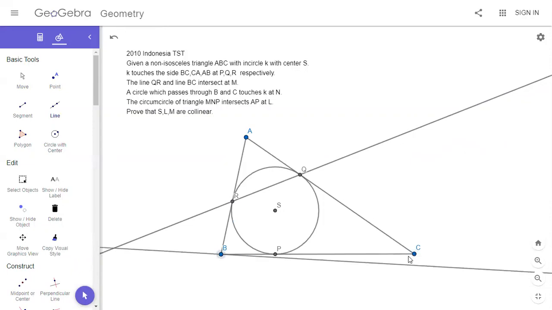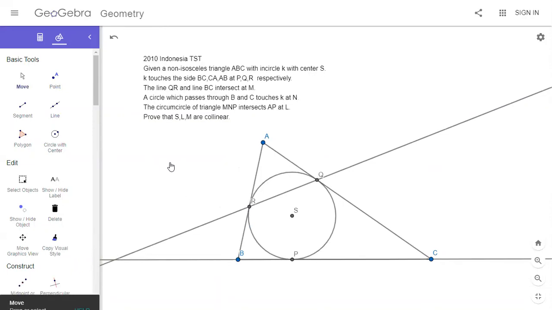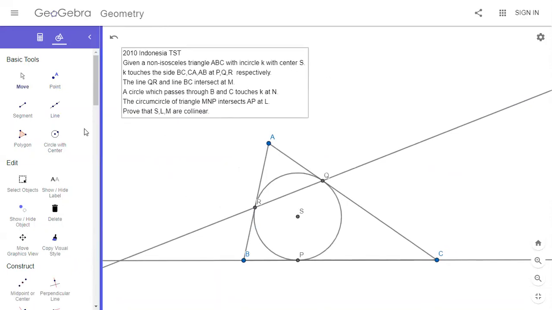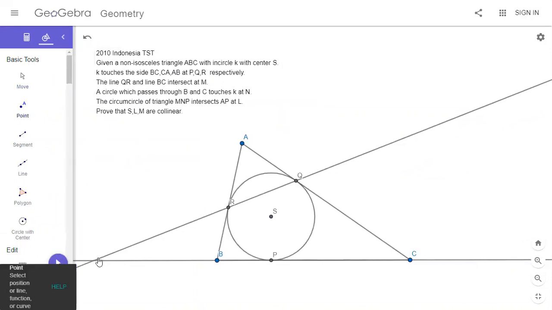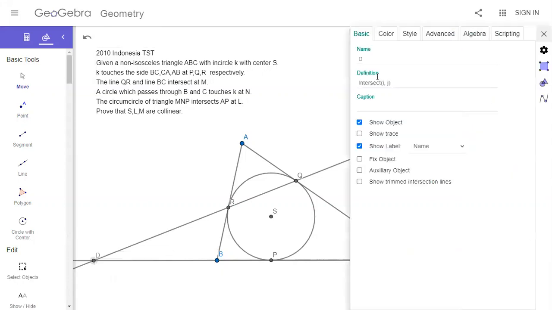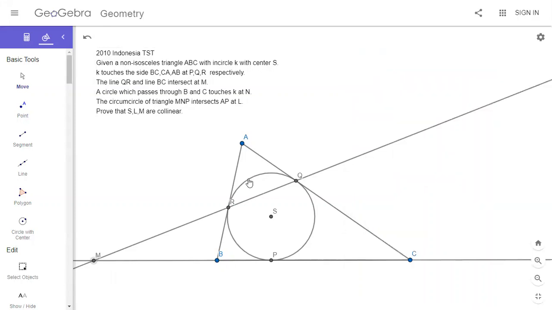So that's the point that's in harmonic conjugation. So B, P, C, and M are in harmonic conjugation. A circle passes through B and C and is tangent to the inner circle at N.